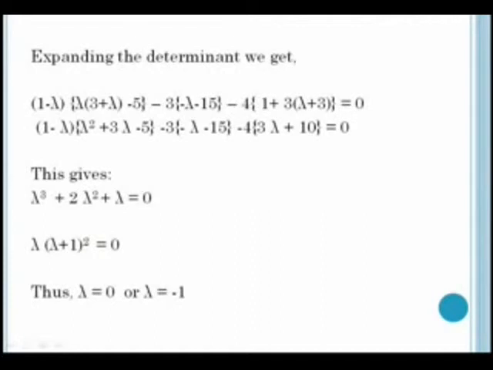Or this further gets reduced to 1 minus lambda into lambda square plus 3 lambda minus 5, minus 3 times minus lambda minus 15, minus 4 times 3 lambda plus 10, equal to 0. So this gives lambda cube plus 2 lambda square plus lambda equal to 0, or lambda into lambda plus 1 whole square equal to 0. So from this we get either lambda is equal to 0 or lambda is equal to minus 1. Thus we get two values of lambda for which the equation is satisfied, which are lambda equal to 0 and lambda equal to minus 1.